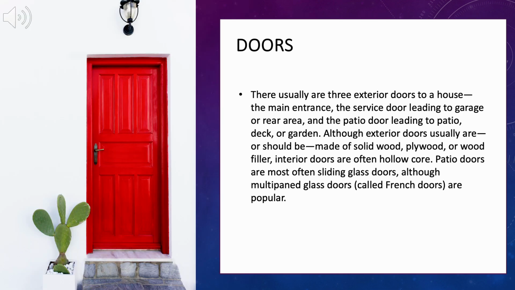Doors. There usually are 3 exterior doors to a house: the main entrance, the service door leading to garage or rear area, and the patio door leading to patio, deck, or garden. Although exterior doors usually are, or should be, made of solid wood, plywood, or wood filler, interior doors are often hollow core. Patio doors are most often sliding glass doors, although multi-pane glass doors, called French doors, are popular.